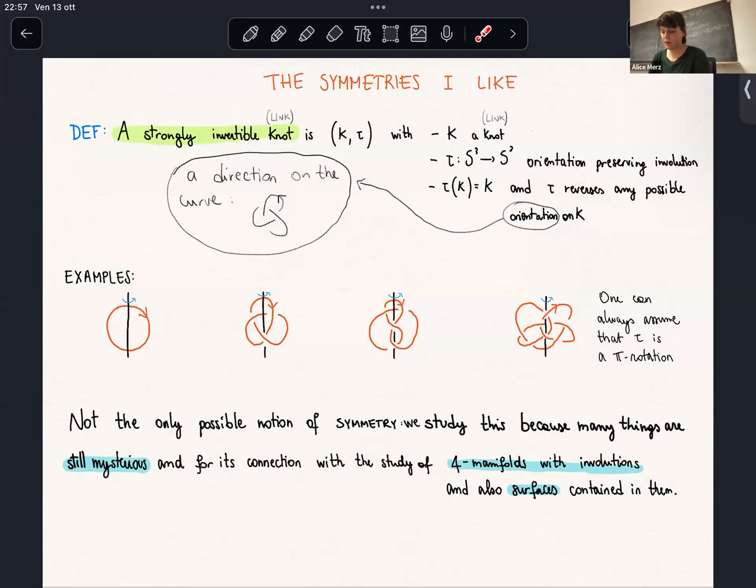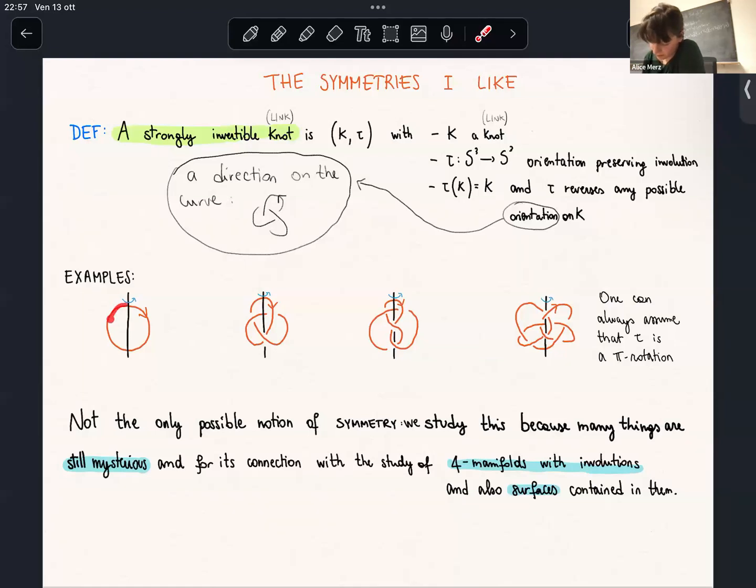What I mean by orientation on K is just a choice of a direction on the curve, like if I walk on the curve in a preferred direction, let's say. And if I pick one and tau reverses this one, then it's strongly invertible. Well, I also said here link, although the definition for link is a little bit more subtle, but let's think about knots for this part of the talk. So some examples of strongly invertible knots are drawn here.